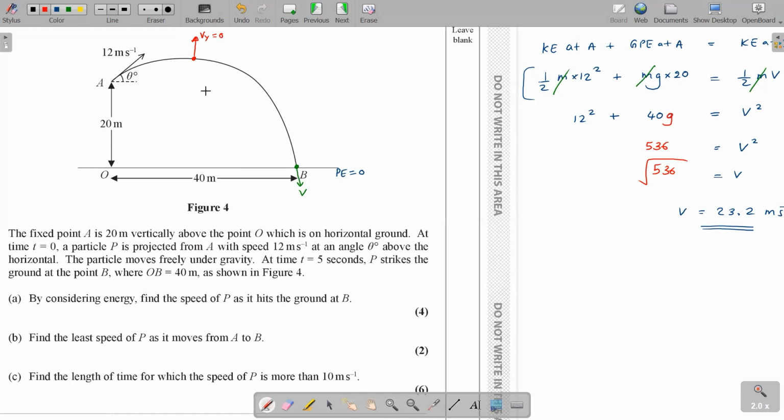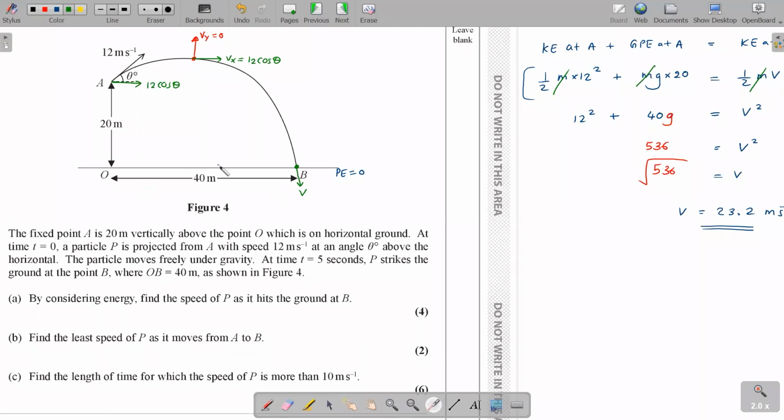You need to know that in a projectile, the horizontal component will remain constant throughout the motion because the horizontal component doesn't change. 12 cos theta, it will be 12 cos theta throughout the entire motion. So basically the lowest speed we have here will be 12 cos theta. So we will have to find the value of theta here. How do we find the cos theta value?